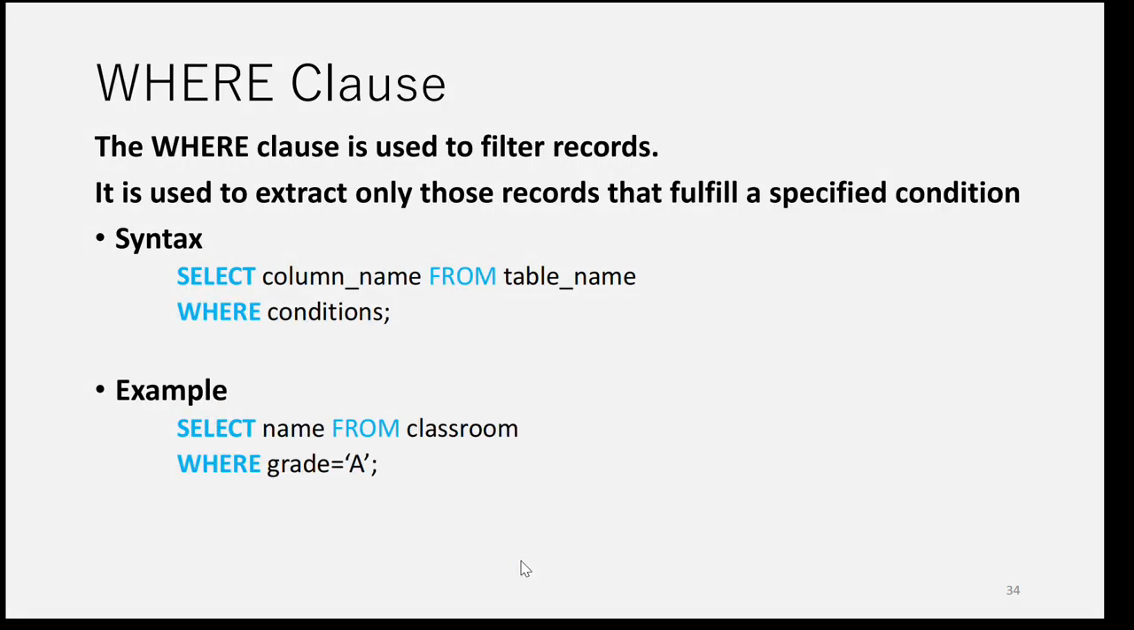Now coming to the where clause. The where clause gives the condition and gives the output only if the condition is satisfied. This is the syntax: SELECT column name FROM the table WHERE the condition is. You select the name from classroom where grade is A. Here the output will be only the names of students who got grade A, and the students who got anything apart from A will not be displayed.